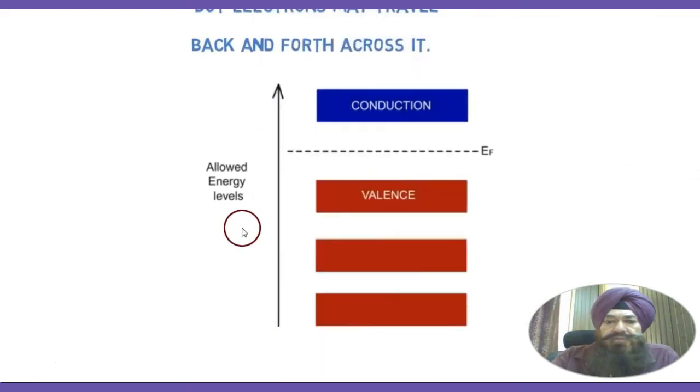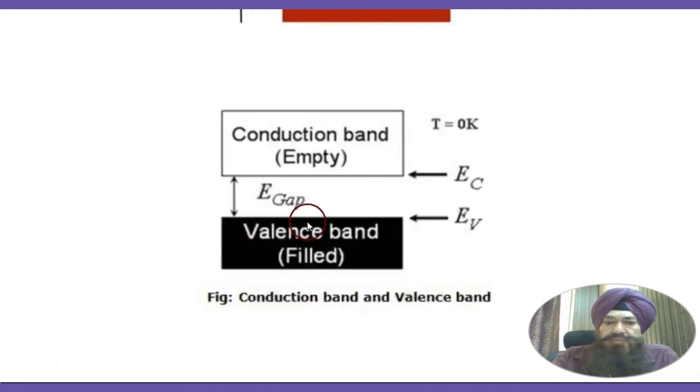So this is the valence band, and this one is the conduction band. This is the energy gap between the two. This is the energy level of the top of the valence band, and this is the energy level of the bottom of the conduction band. So at 0 Kelvin, this is totally empty. Okay, this is totally filled. This is the semiconductor case at 0 Kelvin.